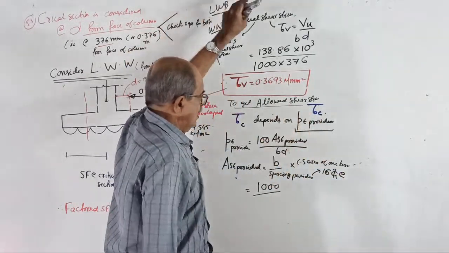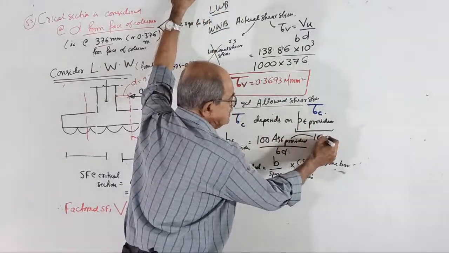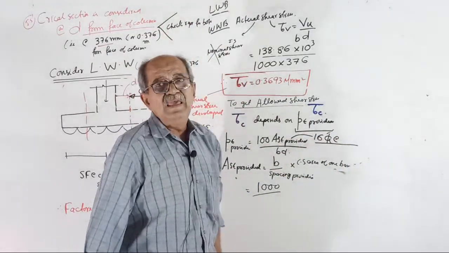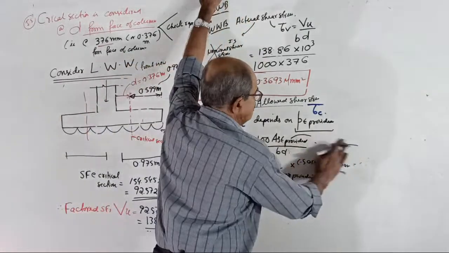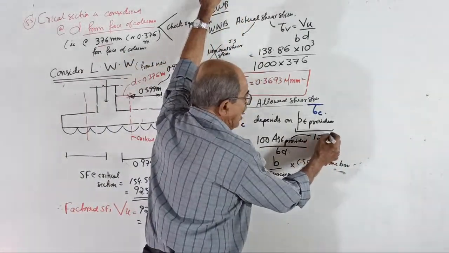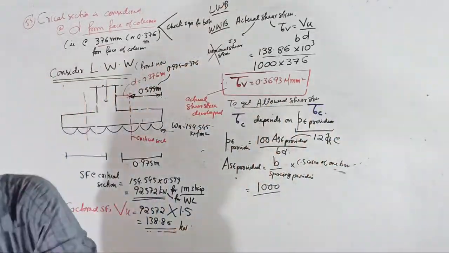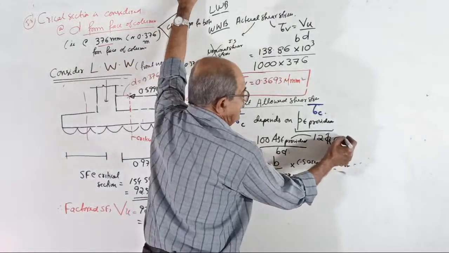16 tor at how much? Tell me. One minute here. Your Ast provided is what? 16 tor for lengthwise bending. Tell me, what is Ast provided? Sorry, not 16 tor, it is 12 tor at what spacing? I am asking for lengthwise bending. It is 12 tor at 160 center to center.